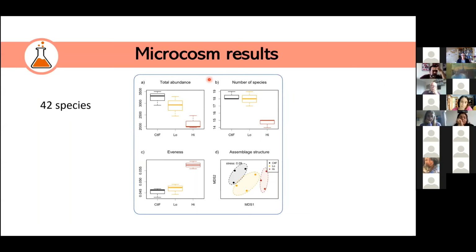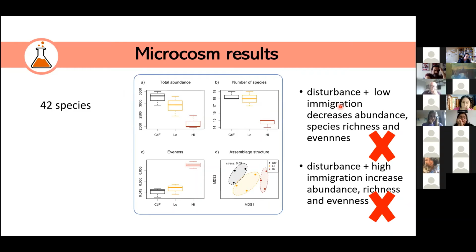So these are our microcosm results. We recorded 42 nematode species, where we observed that both abundance and species richness decreased in the high immigration treatment, whereas evenness increased. Therefore, our experimental hypothesis was rejected. Actually, it was the opposite.